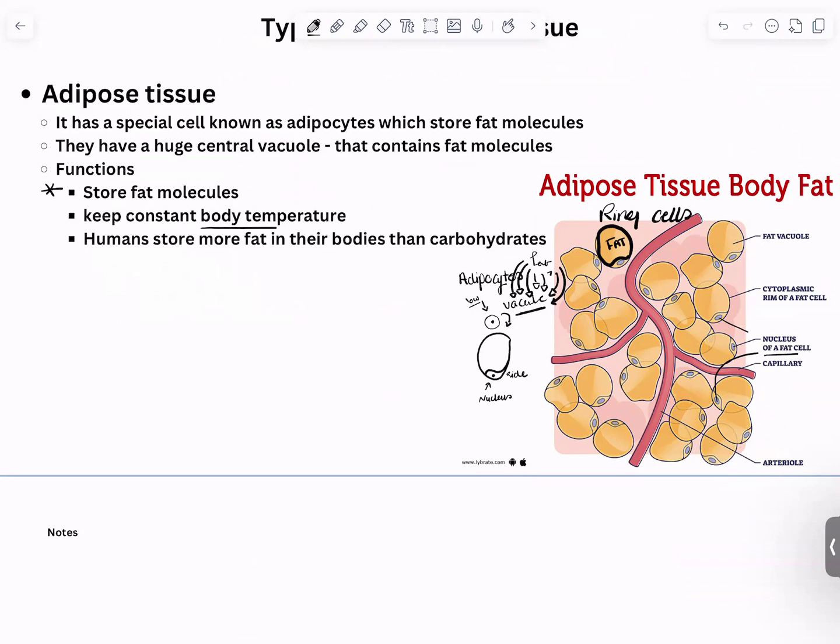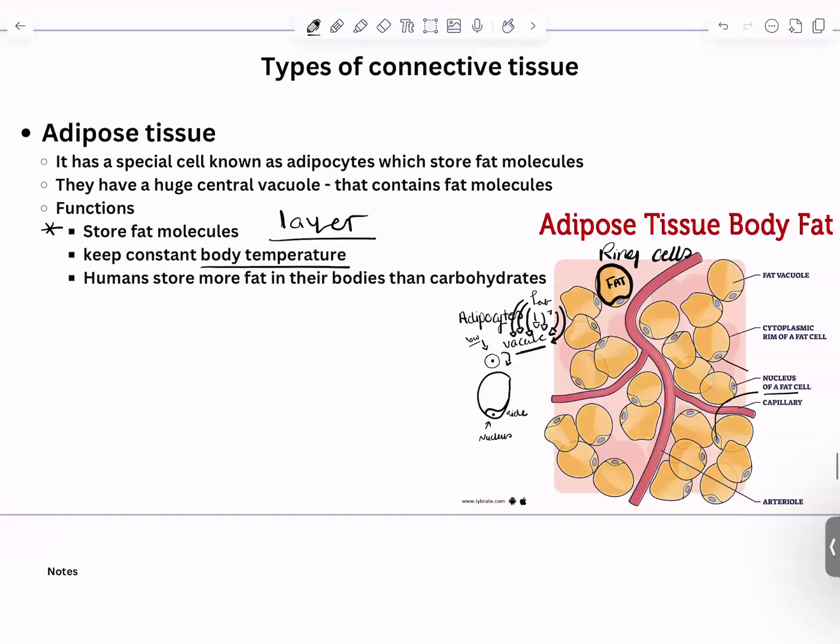It helps the body to keep the temperature constant. The heat of the body cannot be transported to the outside. It cannot be lost easily. So it's a kind of protective layer for the heat inside of the body. So people who have a higher percentage of adipose tissue have this advantage in the cold weather. Also, especially some specific animals.